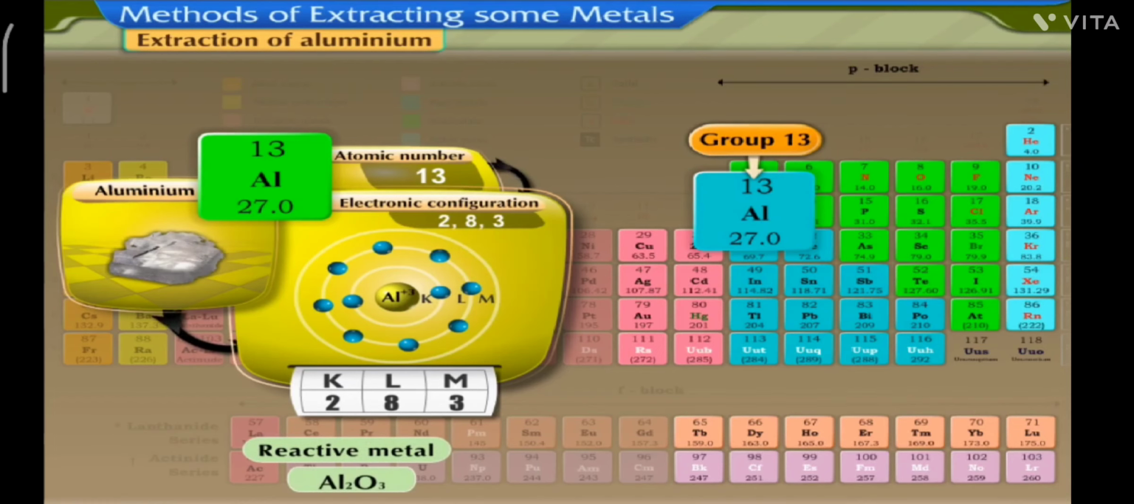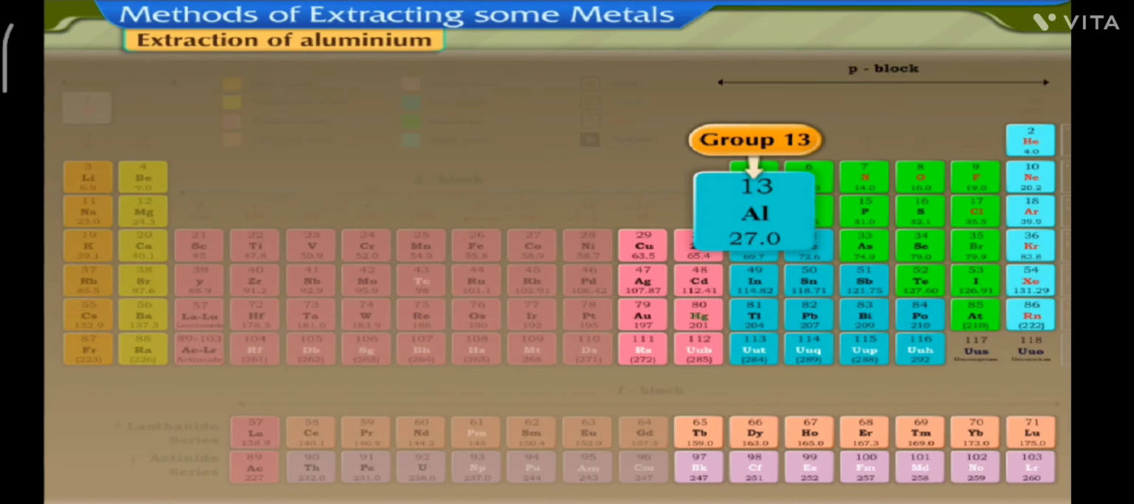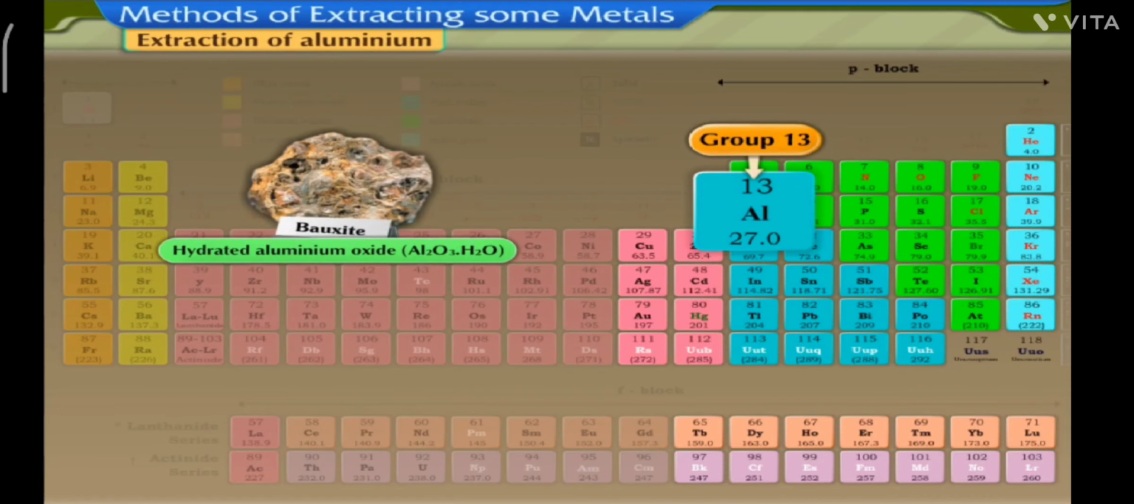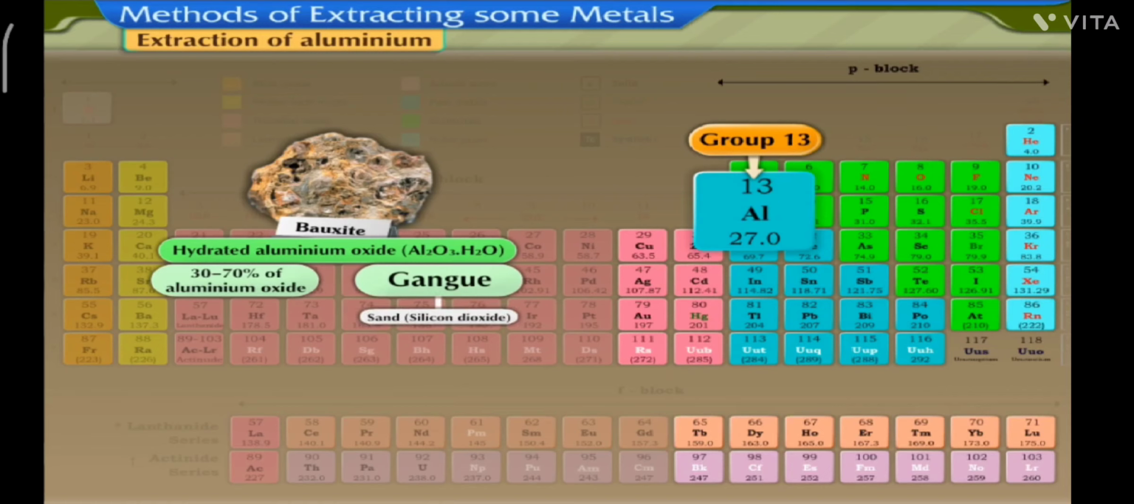It occurs as an oxide in nature. The most important and common ore of aluminium is bauxite, which is hydrated aluminium oxide, Al2O3·H2O. The ore contains about 30 to 70% of aluminium oxide. The remaining portion is gangue, which is made up of sand, that is, silicon dioxide and iron oxide. Iron oxide gives the ore its brown-red color.